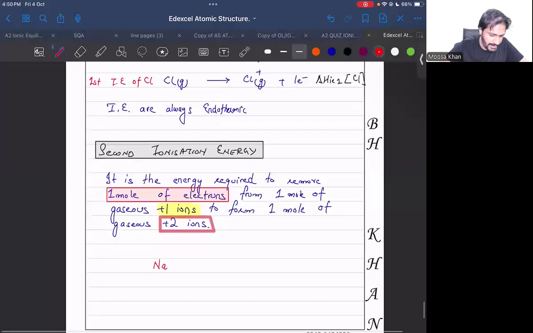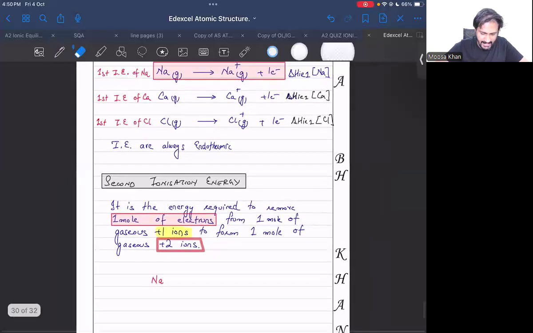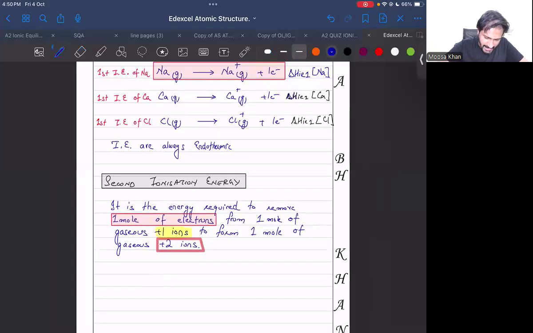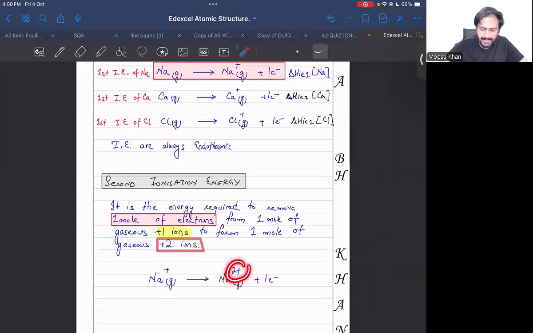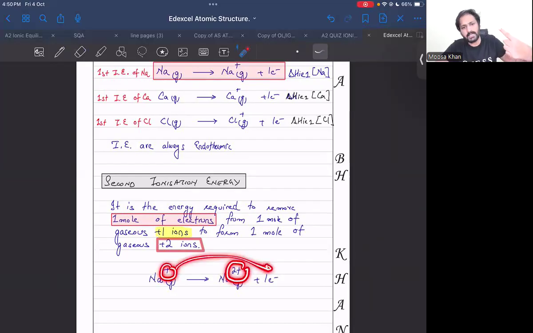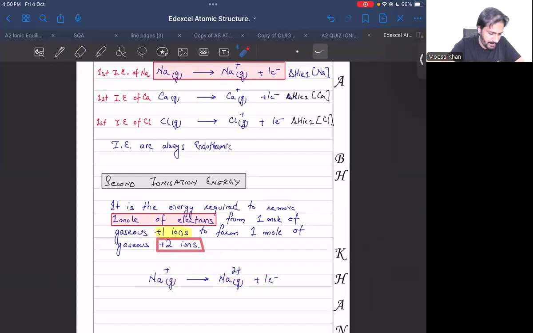For sodium, we have already written the equation for its first ionization energy. The equation for the second ionization energy would now be, once you have prepared Na plus 1 gaseous ion, if you remove a further 1 mole of electrons, you get Na 2 positive gaseous ion. If you are forming Na 2 positive gaseous ion, it doesn't mean you are removing 2 moles of electrons, because you are forming Na 2 positive ion from Na positive 1 ion. So you have already removed 1 electron. Now you are removing a further 1 mole of electrons. So this is the second ionization energy of sodium, IE2 for sodium.